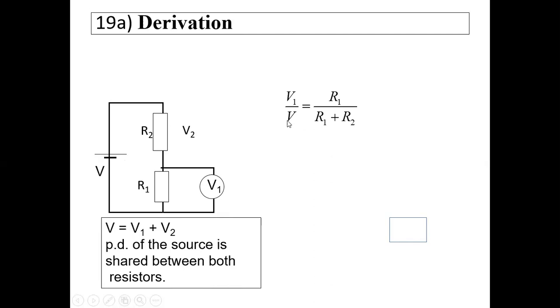So we are going to derive this equation. You must know that your V1 over the total, that's your V, is just R1 over R1 plus R2. That's easy to remember. V1 over V1 plus V2, which is your V, then becomes R1 over R1 plus R2. That's your total resistance.